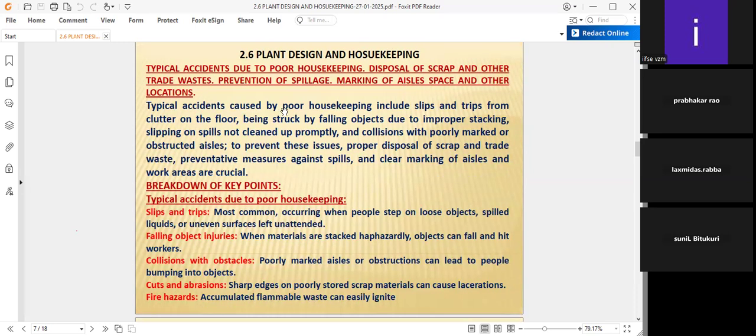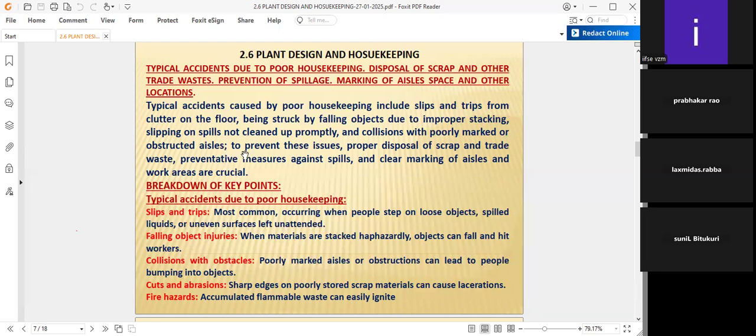Typical accidents caused by poor housekeeping include slips and trips from clutter on the floor. That means the floor is not clear, it has ups and downs and all. Where the processions are there, definitely there will be slips and trips. Being struck by falling objects due to improper stacking, slipping on spills that are not cleaned properly, and collisions with poorly marked obstructions.